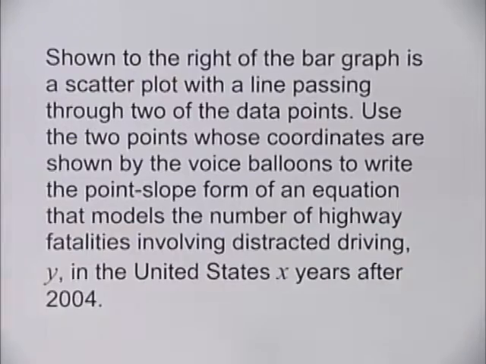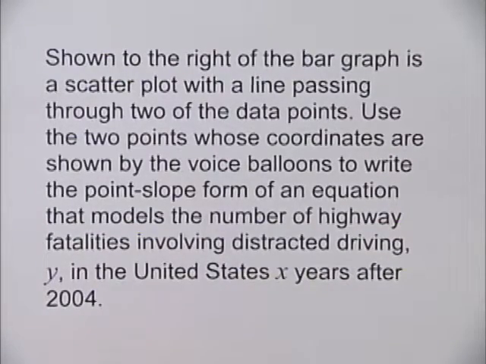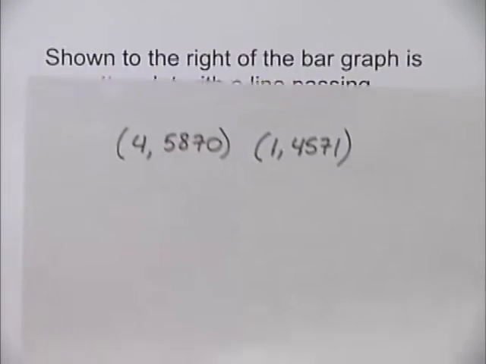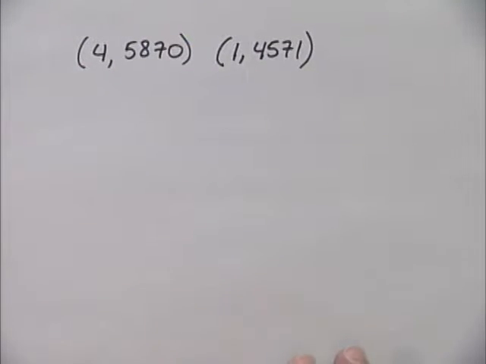Now, shown to the right of the bar graph is a scatter plot with a line passing through 2 of the data points. Use the 2 points, whose coordinates are shown by the voice balloons, to write the point-slope form of an equation that models the number of highway fatalities involving distracted driving, y, in the United States, x years after 2004. I've written those 2 points on this sheet, and now we will find the point-slope form.